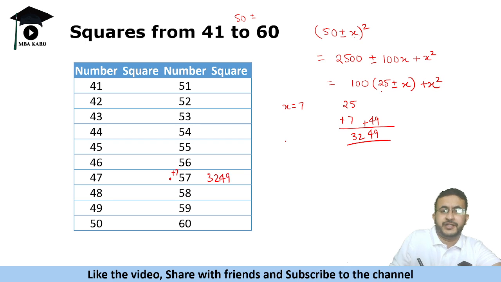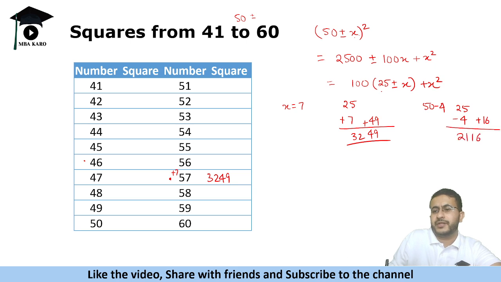Suppose we need to find 46 square. So 46 is what? 50 minus 4. So what we will do, we will write 25, we will write minus 4. Remember this number can be plus or minus, and we will write plus 16, which is 4 square. So you will get 2116. Quite an easy thing to do.